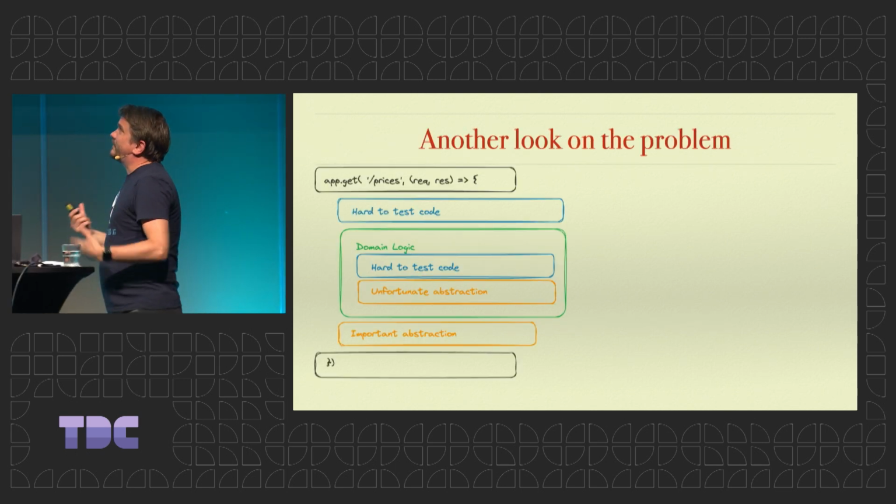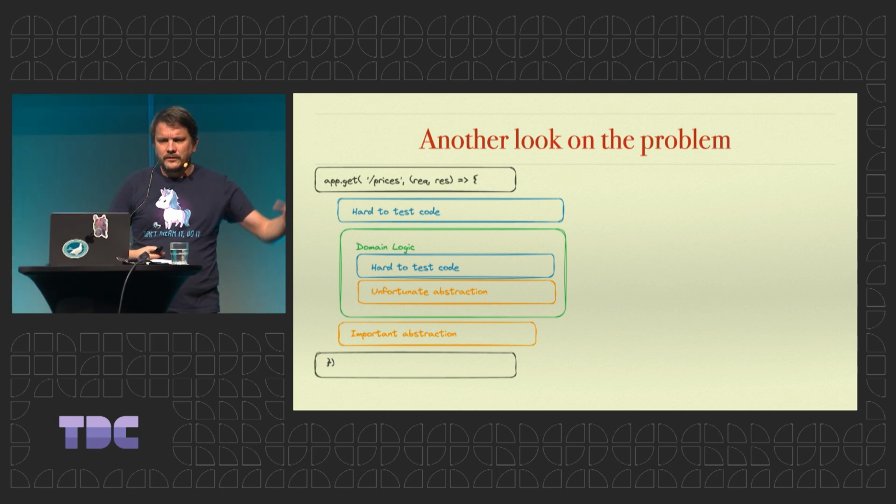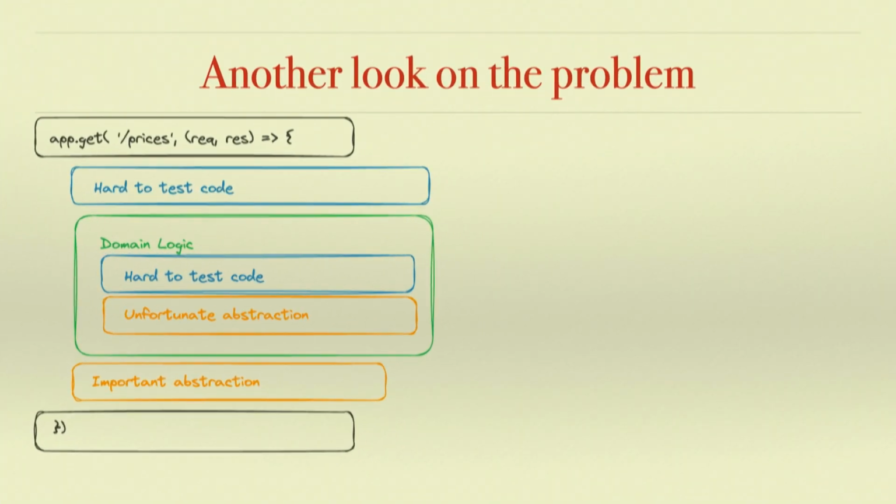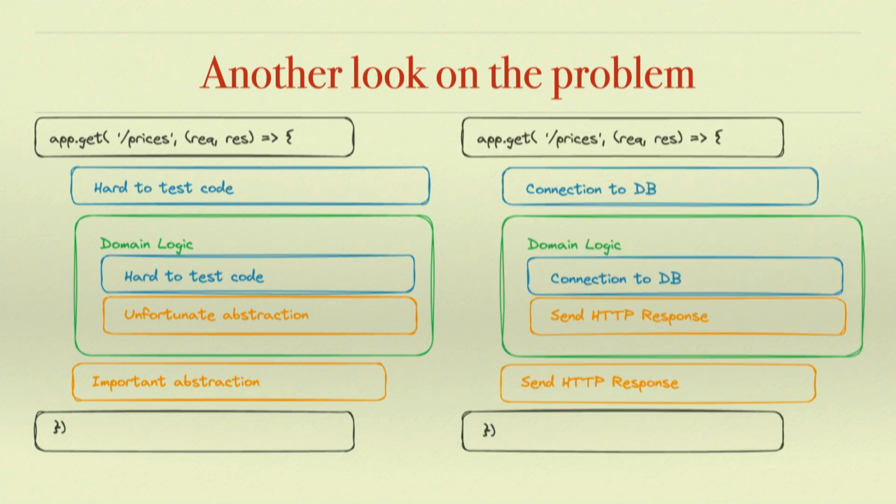So the code looks like this. There's some hard-to-test code entangled within the domain code. And then there's a bit of unfortunate abstraction, and there's some important abstractions. More concretely, connections to the DB in the routes. We're in the HTTP layer, right? Data coming in over HTTP, and we do some SQL scripts in there.